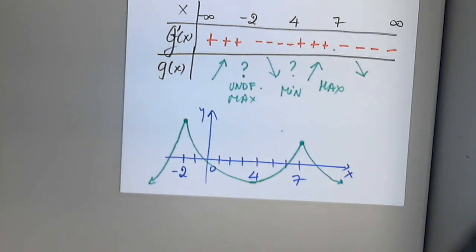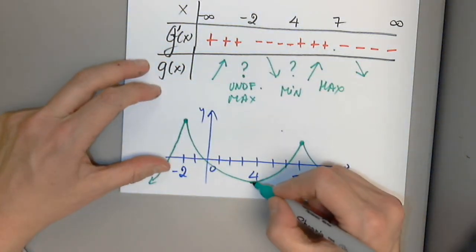So if it's undefined, it would be a corner or a cusp. But it still has to be continuous. But it will be continuous. Yes, if it's 0, it will be like a hill. Yeah, you could have made it. So you can make it like this.